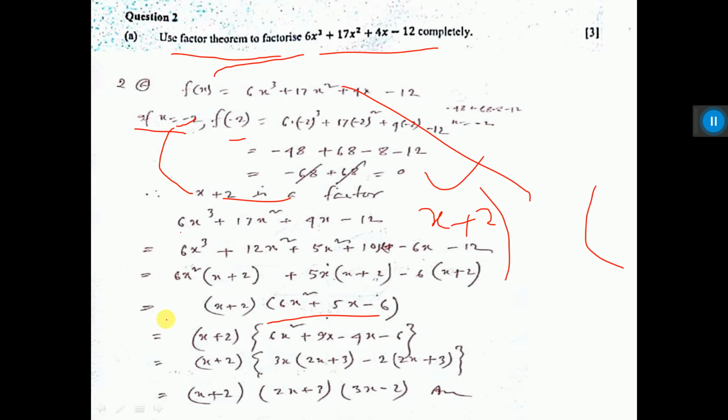Actually I have applied another technique, so the good students will understand this. But if you have not done it in this way, then after division you will get this factor, then do middle term factorization, and you will get all the factors.